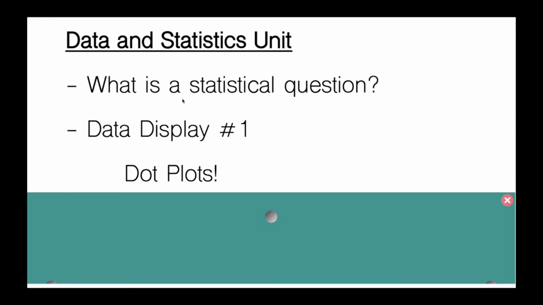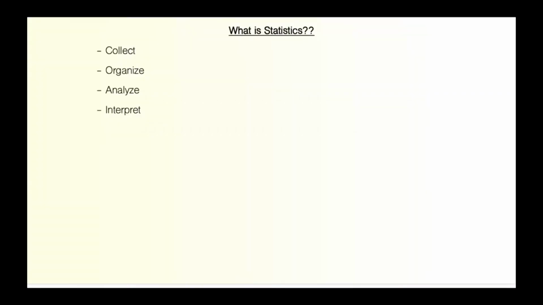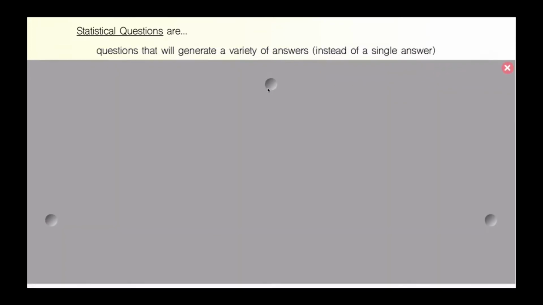Woo! The thing we're going to do today is, what is a statistical question? So let's start there. Statistical questions have to do with this first phase of what statistics are, and that's collecting data. You need data to even be able to make a data display and to make decisions and whatnot. So we collect data by asking questions, and the questions we need to ask need to be statistical questions. So what does that mean? A statistical question is a question that will give us a variety of answers instead of just one single answer. So we want a question that's going to give us multiple answers.